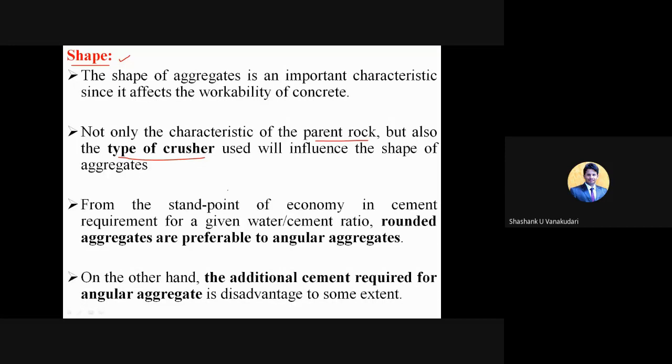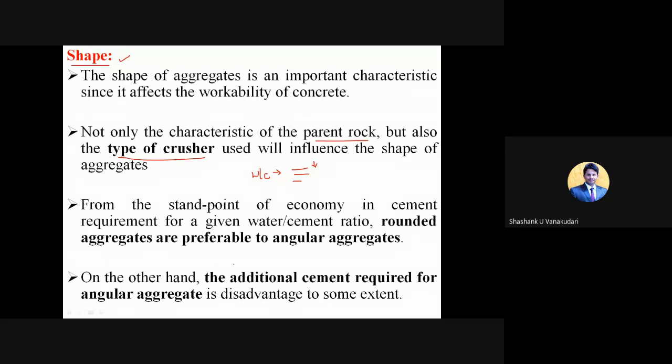And then from the standpoint of economy in cement requirement for a given water cement ratio, rounded particles are preferable to angular aggregates. Here the water cement ratio required will vary with respect to the different shapes of the aggregates. When you have used rounded aggregates, the water cement ratio required will be less, because being rounded they are easily workable, so additional water is not required. Clear? So compared to angular aggregates, the rounded particles require less water cement ratio.